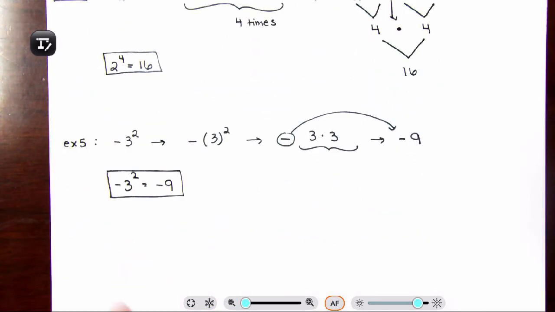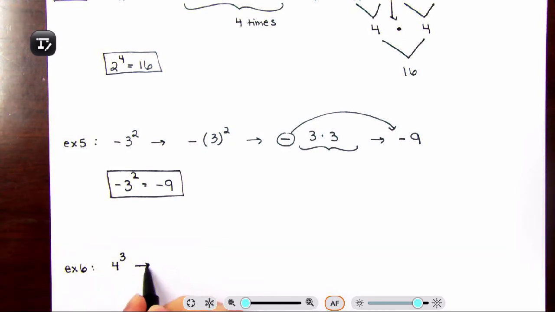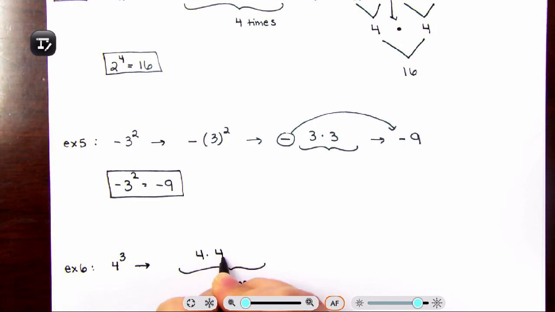And let's do one more. Alrighty. I'm trying to think of a really good example for you. Let's do this: 4 cubed. And what's my base? My base is 4. How many times am I writing it? 2 times. Just kidding, 3 times. My exponent is 3. So I have 1, 2, 3.